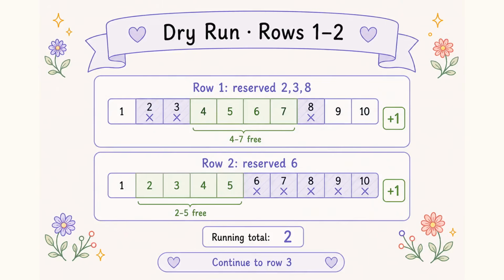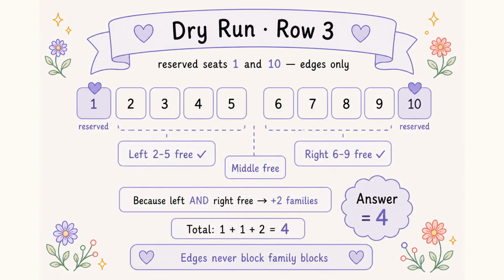Row 1. Seats 2, 3 and 8 are reserved. Left is blocked. Right is blocked. Middle 4 through 7 is free, so add 1. Row 2. Seat 6 is reserved. Left 2 through 5 is free, but middle and right are blocked, so add 1. Running total is 2.